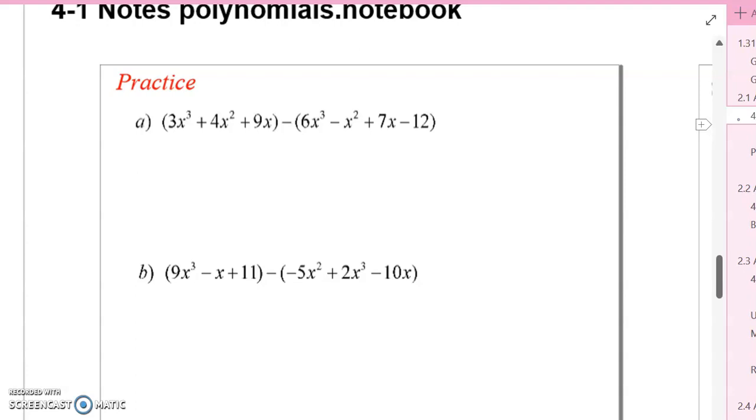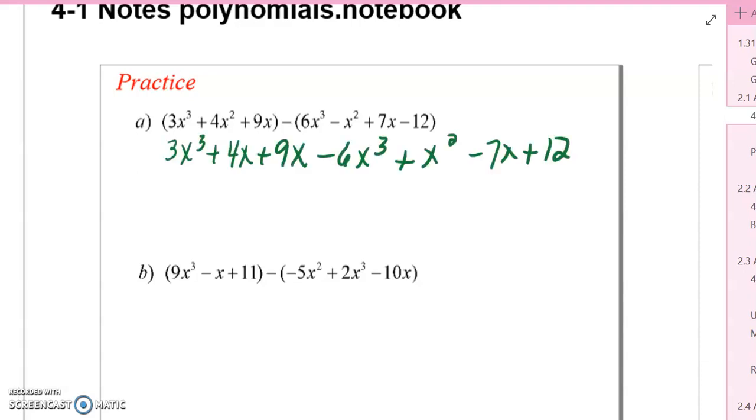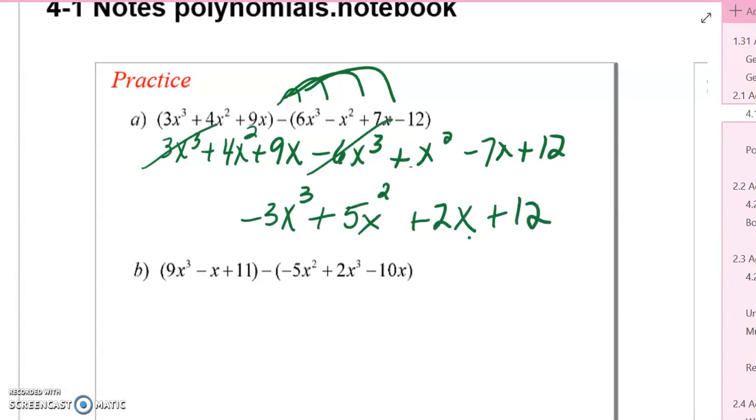Pause the video. I am just going to write the answers for the practice. So pause, and then the answers are going to show up. I'm a math teacher, and I cannot stress to you enough about rewriting it, because that negative in front goes to everything. So every sign has to change. Negative, positive, negative, positive. Then you combine your like terms. Negative 3x squared, 5x, negative 3x cubed, 5x squared, 2x plus 12.